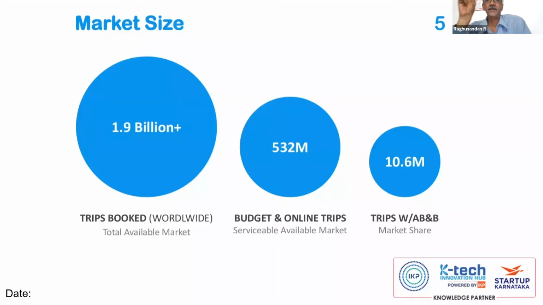And then you try and say, out of this serviceable available market, what market share would I try and get over the first 3 years or the first 5 years? So the market share is 10.6 million. Out of 532 million, I, as a startup, within the next 3 years, would like to address 10.6 million trips. That is what I would try and target as a company.